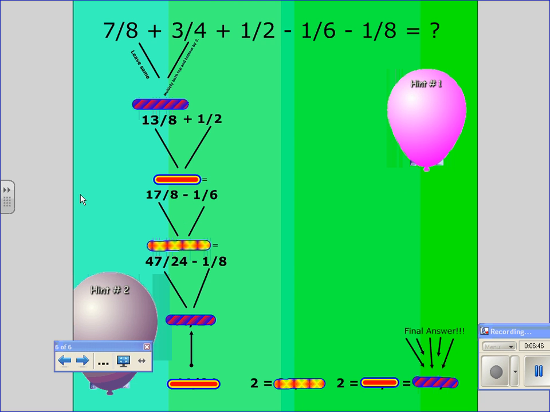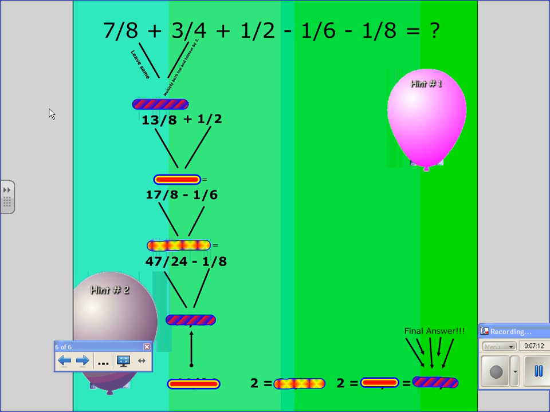Now the last slide. 7/8 plus 3/4 plus 1/2 minus 1/6 minus 1/8. What is it? Well, let's figure it out. You want to do the first part of the equation first, just to make it less complicated. For the 7/8, you're going to leave it the same, and you're going to multiply the 3/4 by 2 to make the same common denominator.